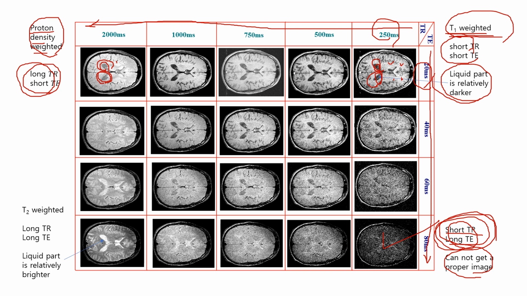The last one, long TR and long TE. In this case, we have a T2 weighted image. In the T2 weighted image, the liquid part is relatively brighter. Okay, so bright, right? So we can check these kinds of characteristics which we already discussed before.